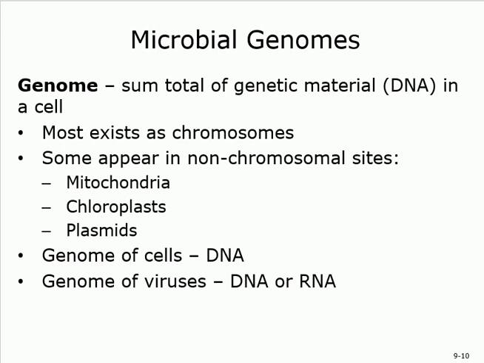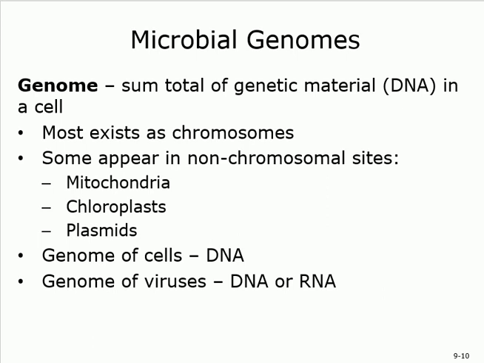In the chromosome. Do we have genes somewhere else, not in the chromosome, which is 90-something percent? Yes, we can have it in the mitochondria, chloroplast, and plasmid. Okay? So the genome of the cell is the DNA. This is if we're talking about cells. Which cells? Any cell. Any cell. You have DNA. This is genetic material, okay?